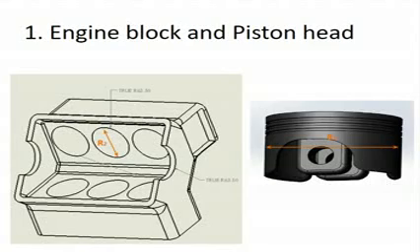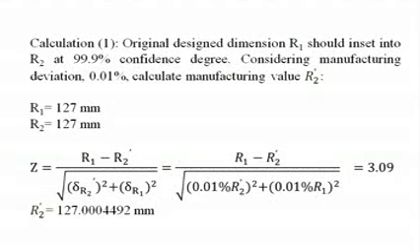Let's take calculation 1 as an example. The diameter of the piston head R1 should be able to assemble into the engine block hole, diameter R2. The manufacturing value of R1 should be 127.000492 instead of 127.